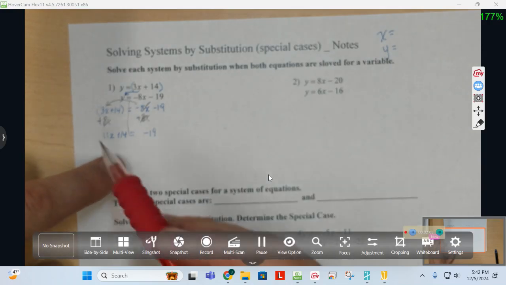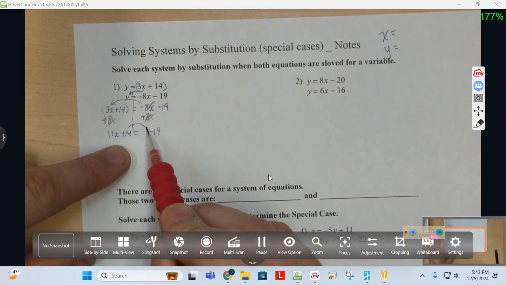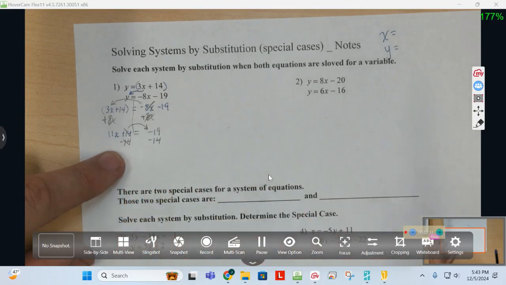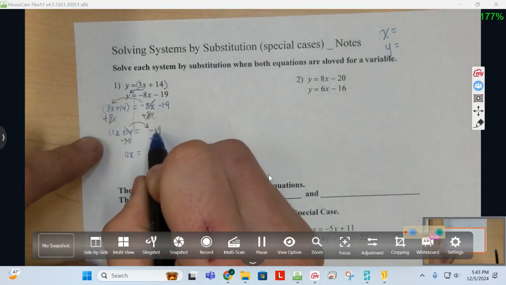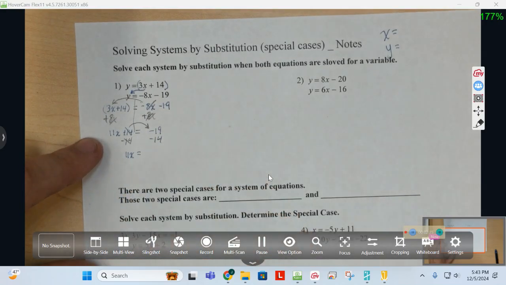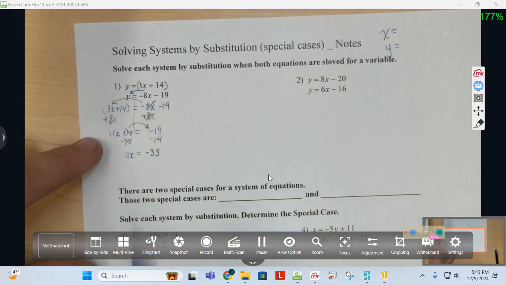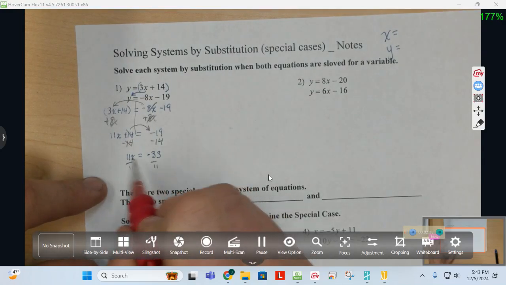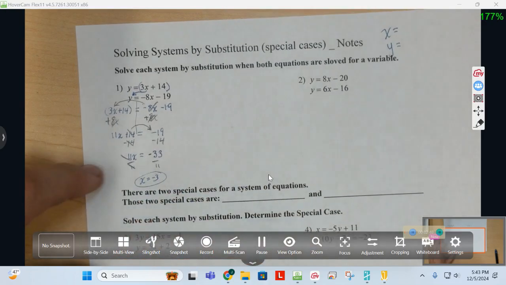But now that there is an x on this side, we want to move the non-x, the constant term 14, to the other side. So we're going to do that by subtracting 14. That gives us 11x on the left equals negative 19 minus 14, which is negative 33. Divide away the 11, and x is equal to negative 3. We're good. We like that.